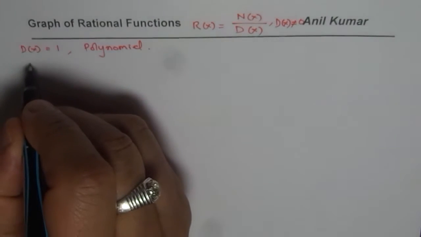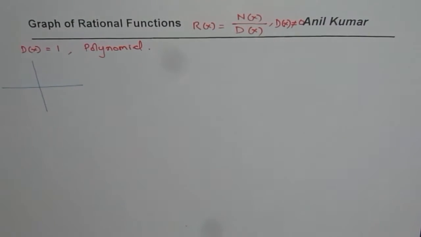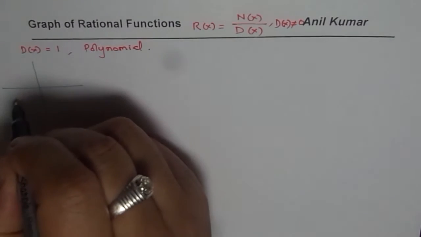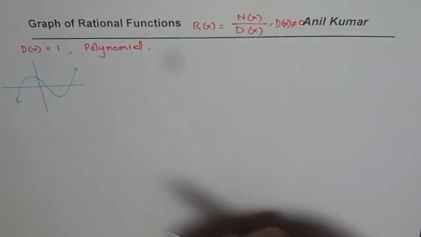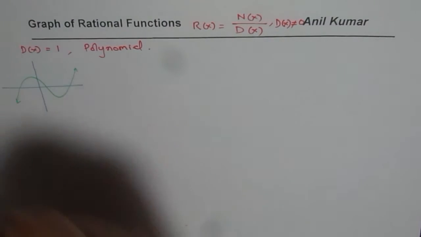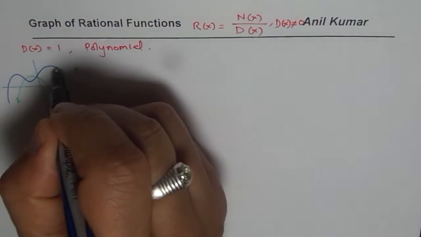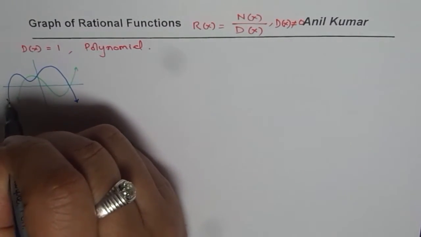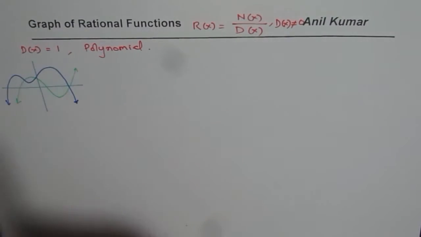Many times when I talk to students, I believe they think that polynomials are not rational functions. That is a myth. So we could have all kinds of graphs of polynomials. All these are possible rational function graphs, okay? You could have a graph like this, or a graph like this, right? All these graphs are possible rational function graphs where the denominator is 1. So that is one case.